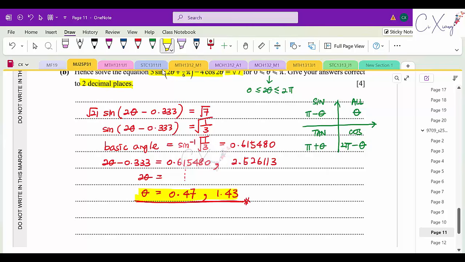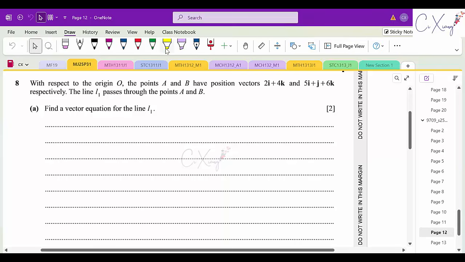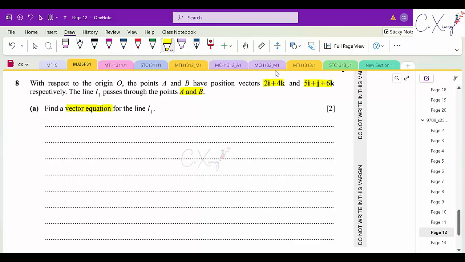So this is how we solve the question. Right, so question number 8. With respect to the origin O, the points A and B have position vectors. So we are having the position vectors for A and B here in vector form. Then the line L passes through the points A and B. Form the vector equation of the line L.